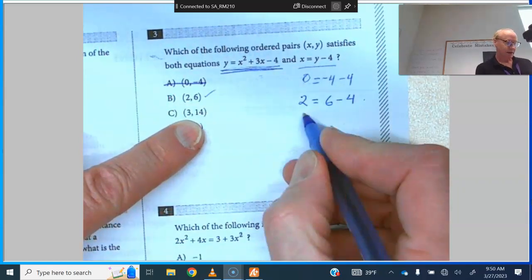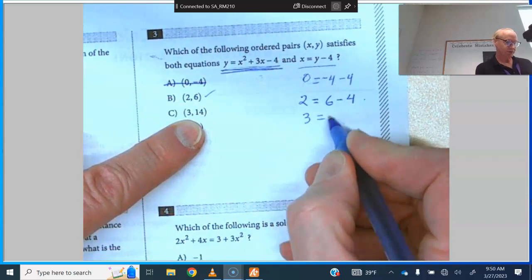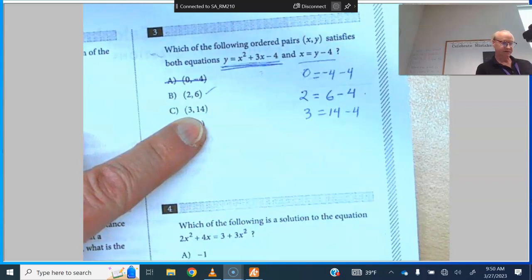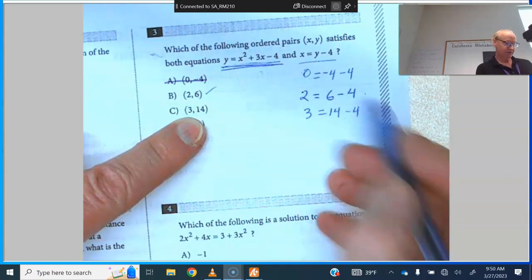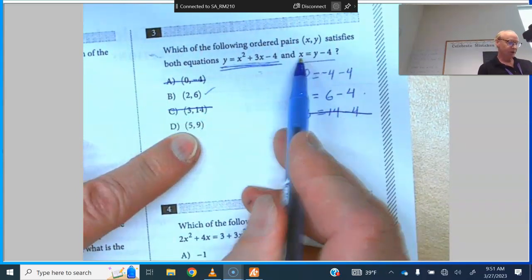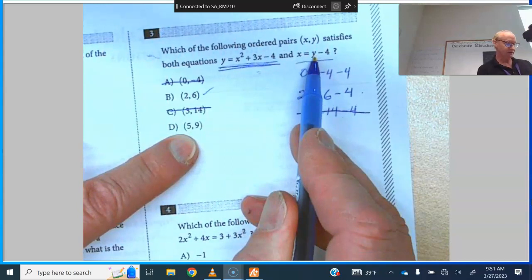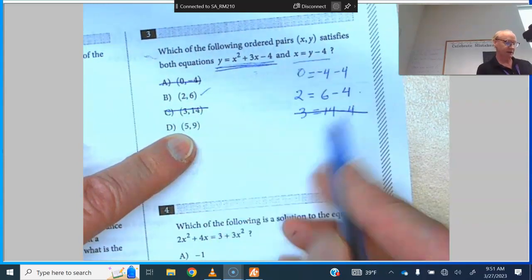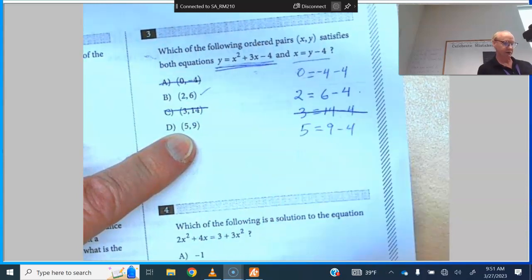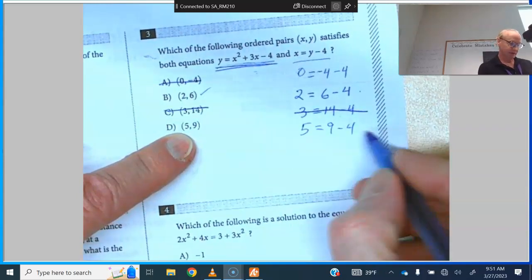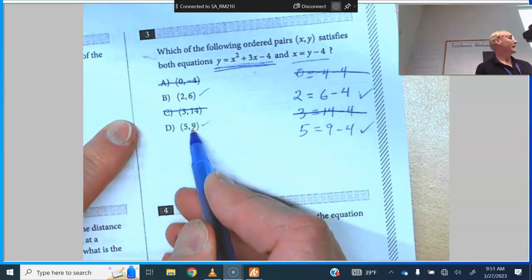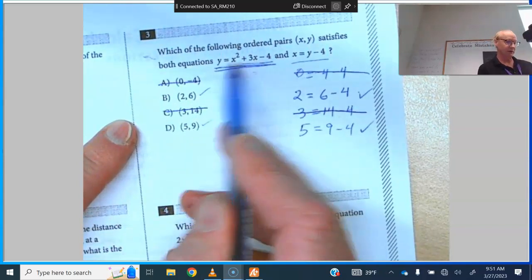Let's test the next one. Is 3 equal to 14 minus 4? Is this true? No. Absolutely not. That's out. Notice that I'm putting the x first and the y next because that's the order that they gave it to me in. 5 equals 9 minus 4. Is that true? Yeah, this one's okay, and this one's okay, that one's out. So it could be B or D, and all we have to do is test it in this one.